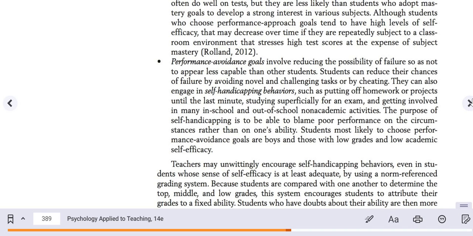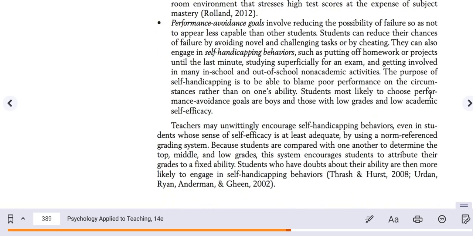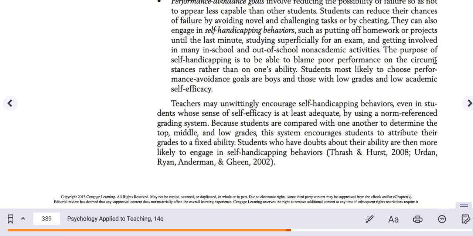Students most likely to choose performance avoidance goals are boys and those with low grades and low academic self-efficacy. Teachers may unwittingly encourage self-handicapping behaviors even in students whose sense of self-efficacy is at least adequate by using a norm-referenced grading system. Because students are compared with one another to determine the top, middle, and low grades, this system encourages students to attribute their grades to a fixed ability. Students who have doubts about their ability are then more likely to engage in self-handicapping behaviors.